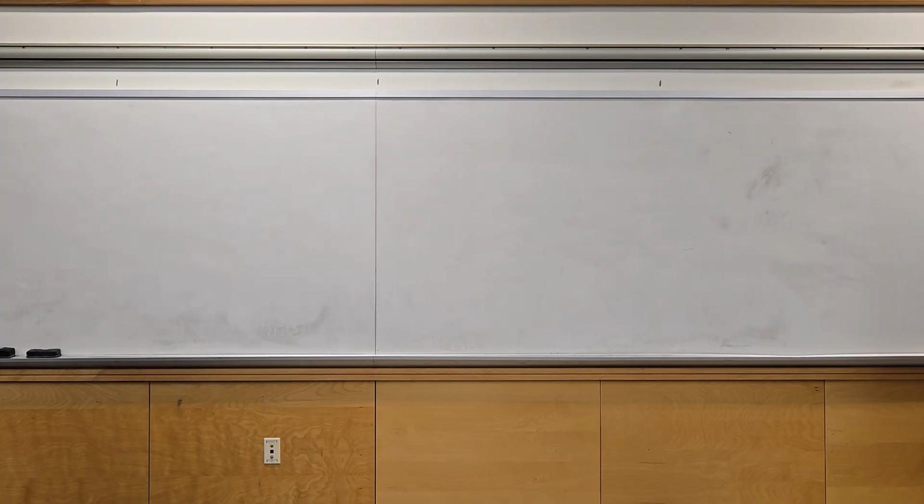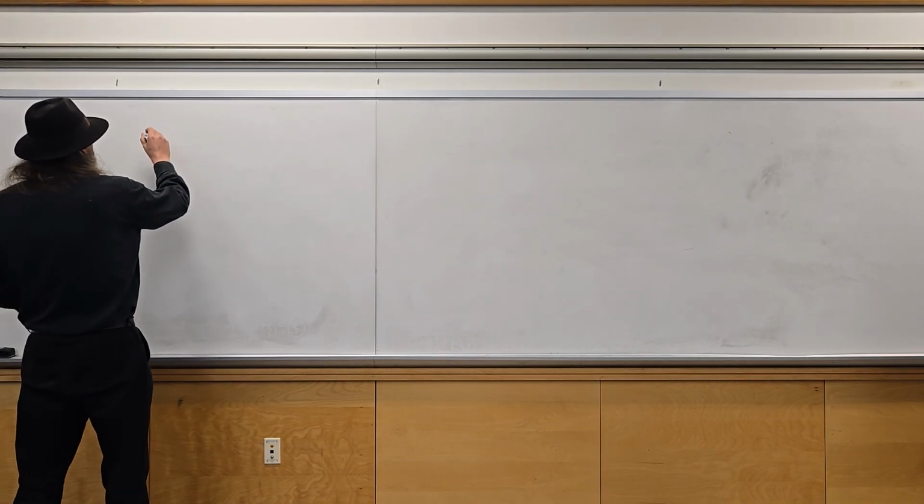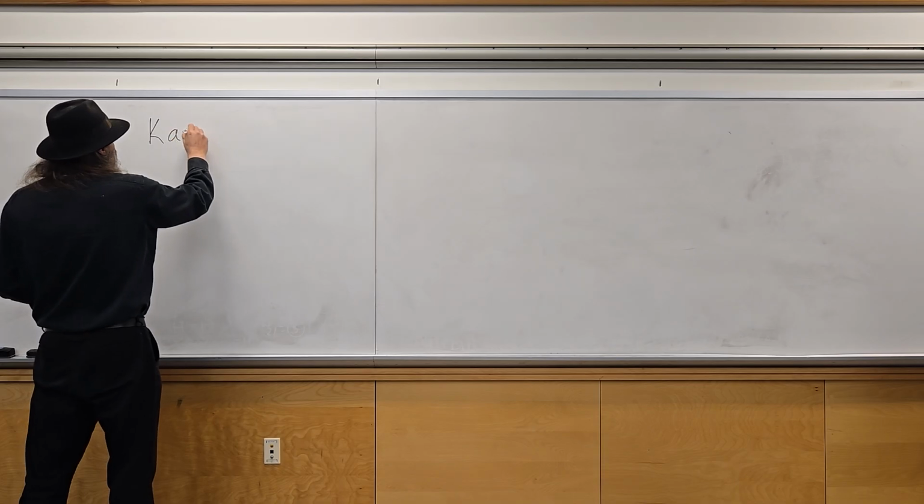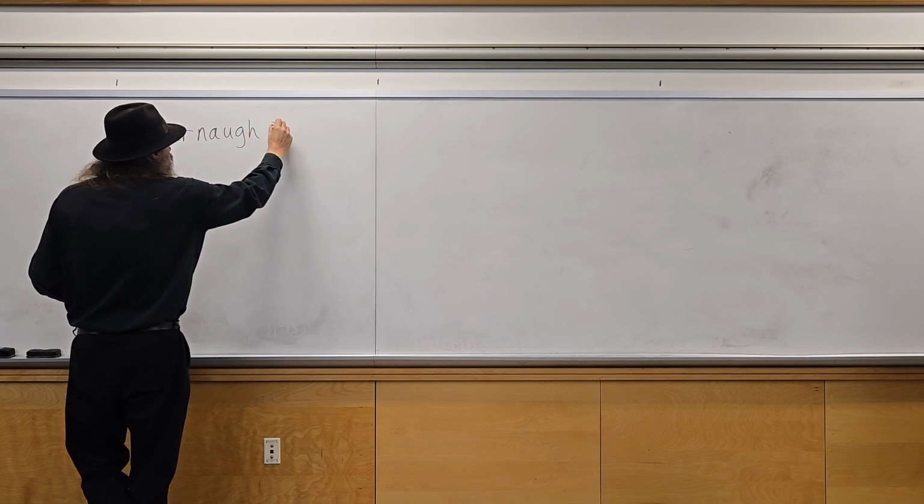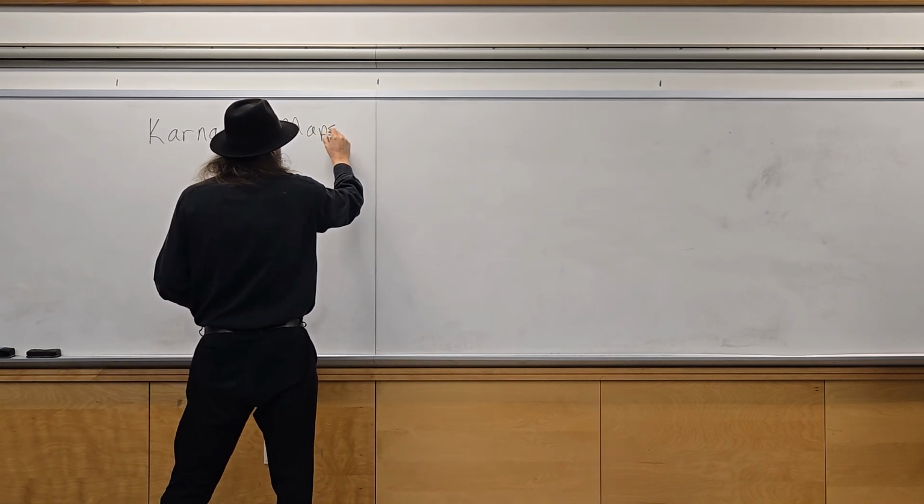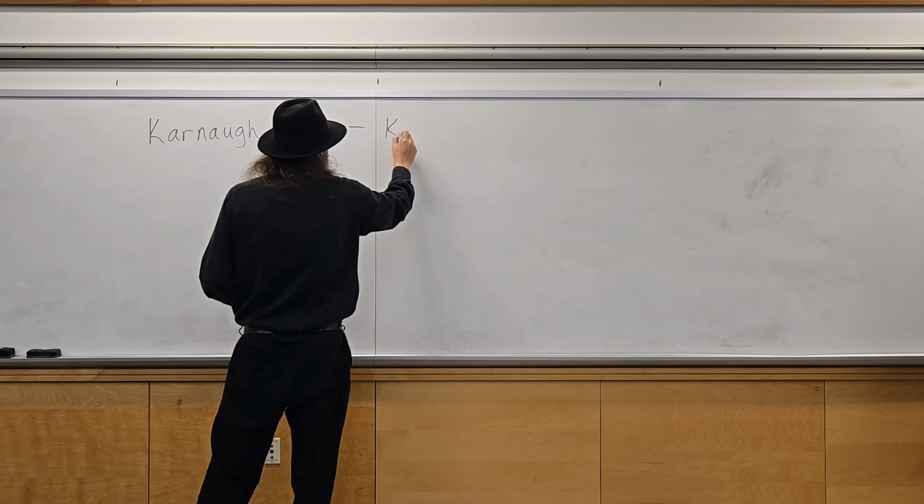How is that spelled? Carnot. Another method to do gate minimization is with Carnot maps, otherwise known as K-maps.